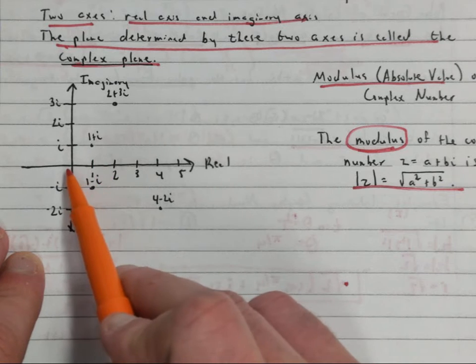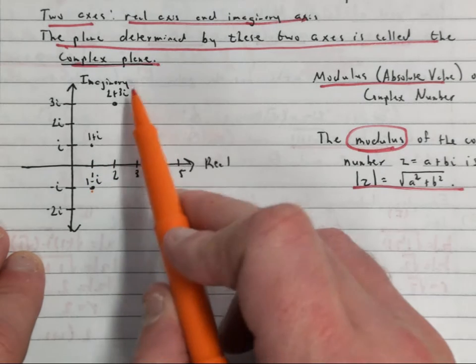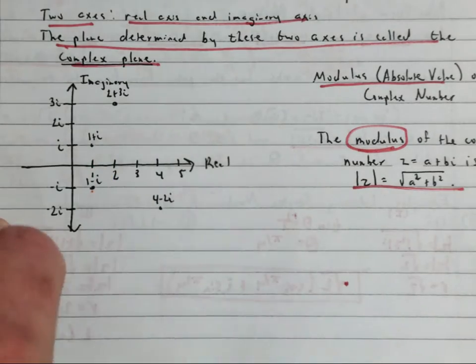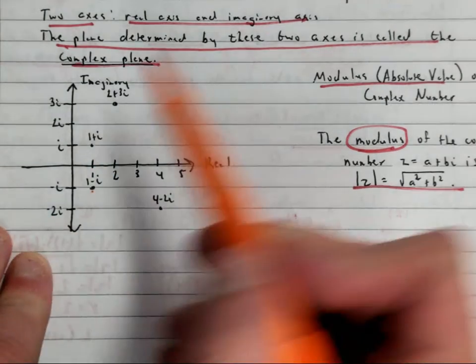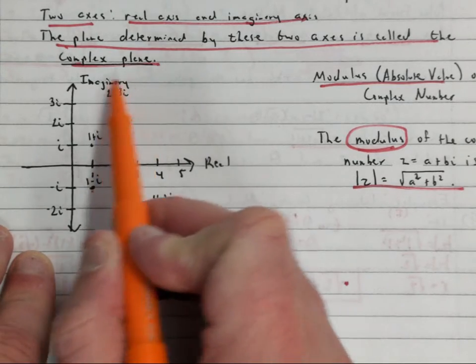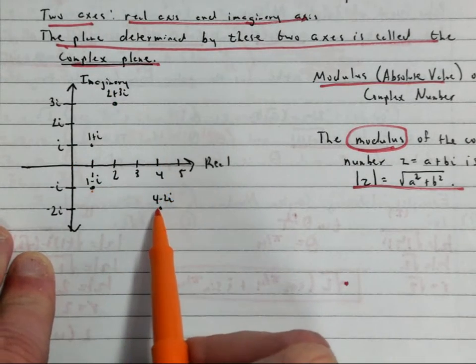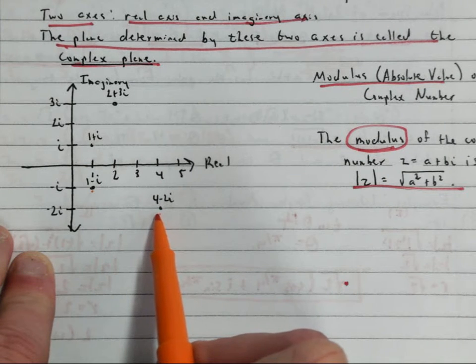If it had been 1 minus i, it would have been 1 down, negative i. Does that make sense? 2 plus 3i, just like if you were graphing the point (2, 3). You put the expression as the label. 4 minus 2i, go over 4, down 2i. That is how you graph complex numbers. Does that make sense? Are you sure?